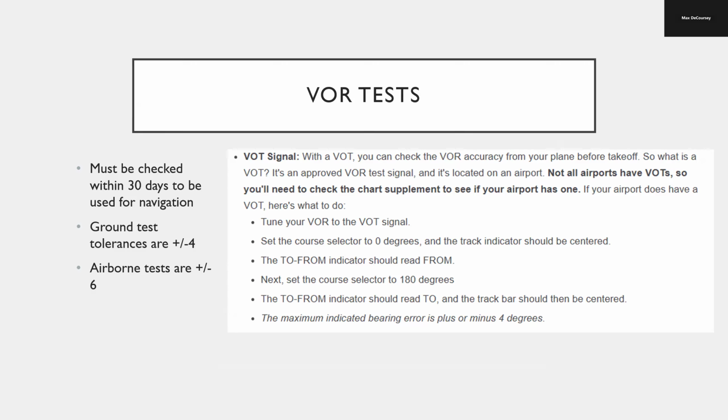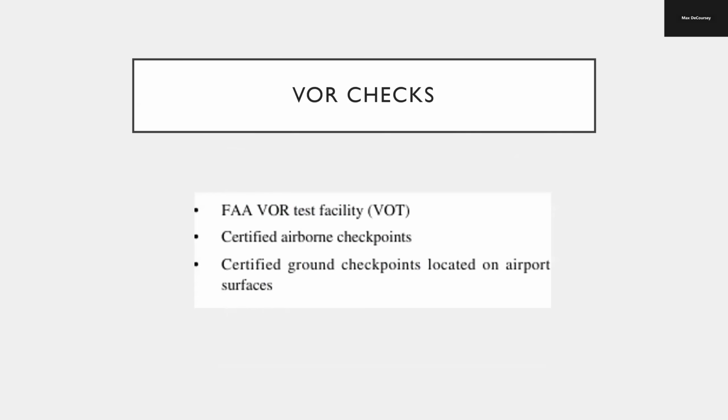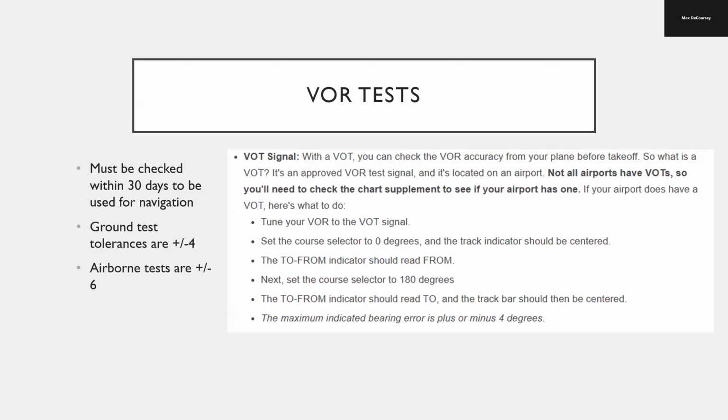If you do a certified airborne checkpoint, it's plus or minus 6. You will find that in the AFD also. It'll describe where you need to go and what VOR to tune to, and also what radio to tune to. And then certified ground checkpoints, once again, you'll find in the AFD, and what you'll do is tune a certain VOR, tune the radio they tell you, and then it'll tell you where to go on the airport. And it has to be plus or minus 4 in that situation.